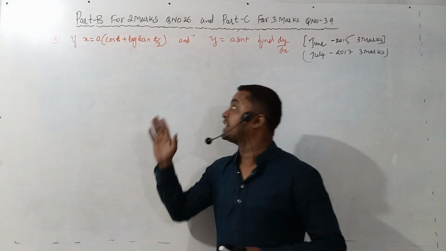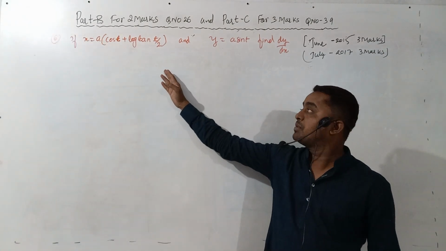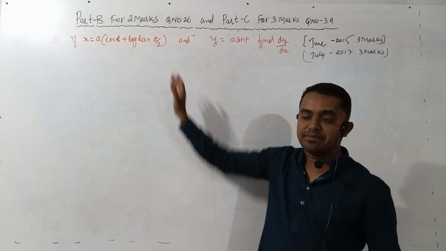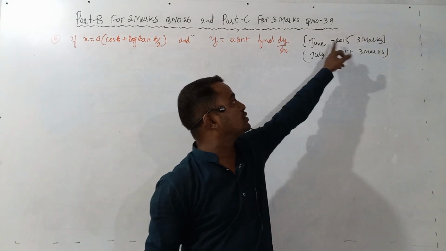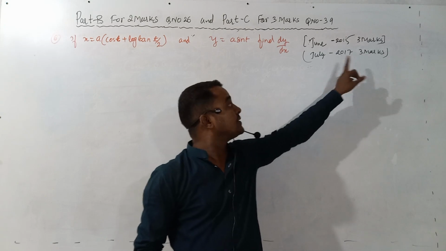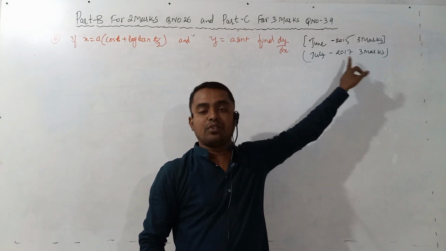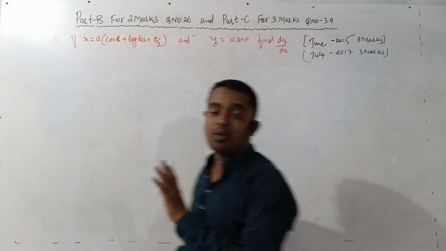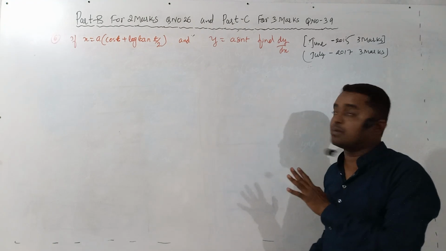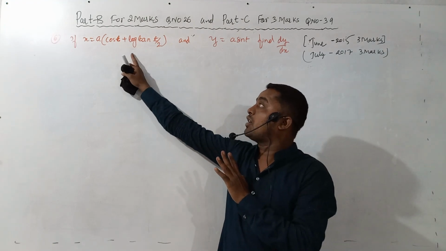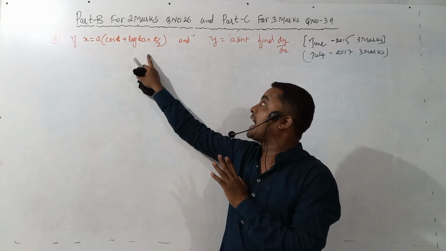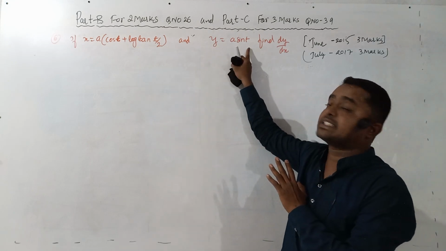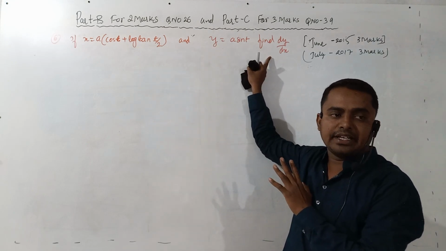So the next question is a very important question because this question has been asked 2 times for 3 marks, that is June 2015 for 3 marks and July 2017 for 3 marks. So observe carefully, it is a very important problem. If x is equal to a cos t plus log tan t by 2 and y is equal to a sin t, find dy by dx.